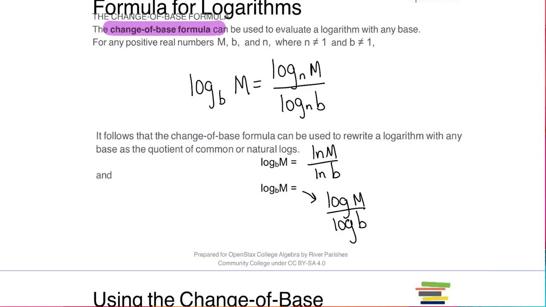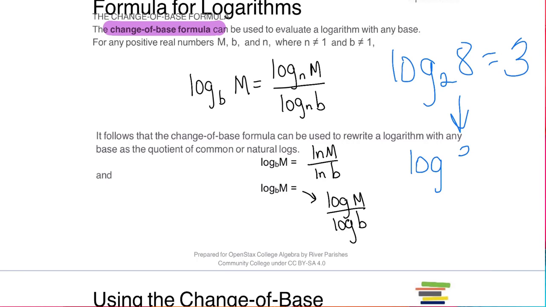So if I had, let's do log base 2 of 8. I already know that the answer to this is 3, and the reason I know that is because 2 to the 3rd is 8. But what we could do here is rewrite this using change of base. I could either do log 8 over log 2, or I can do ln 8 over ln 2.